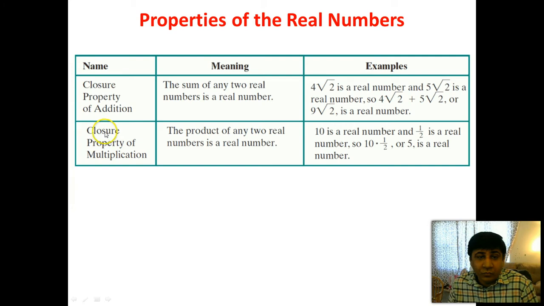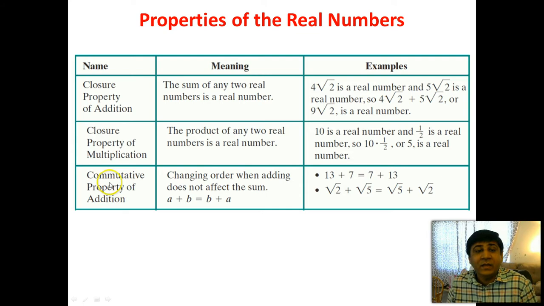Now we have a similar closure property for multiplication, which says the exact same thing. If we take two real numbers and multiply them, then the result will be another real number again. If you take 10 and a half and multiply them, then you will get another real number, which is 5 here.